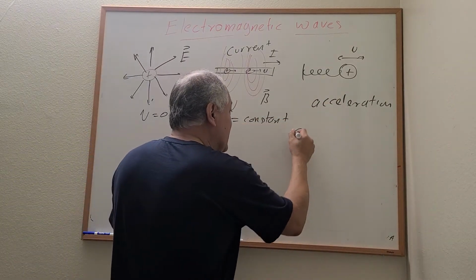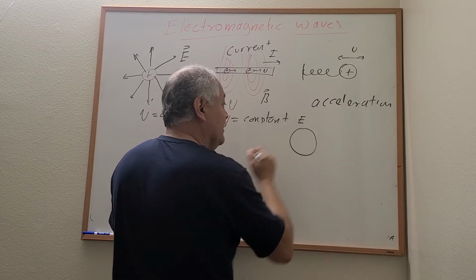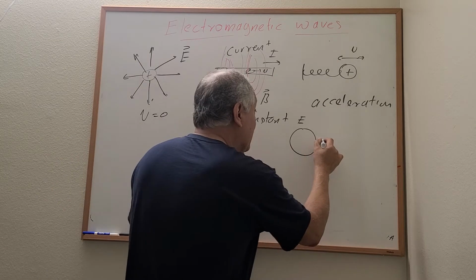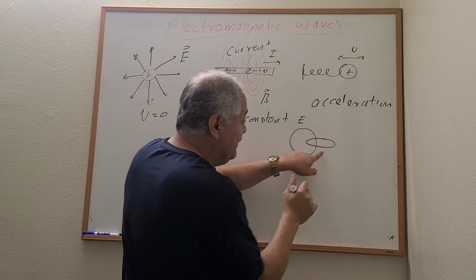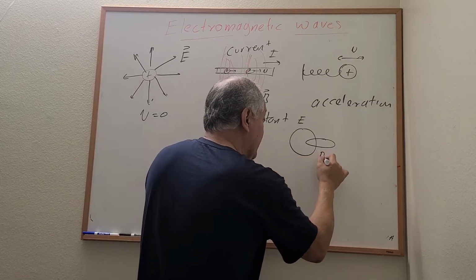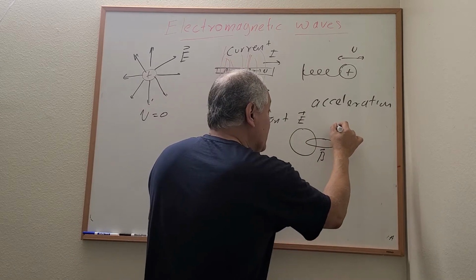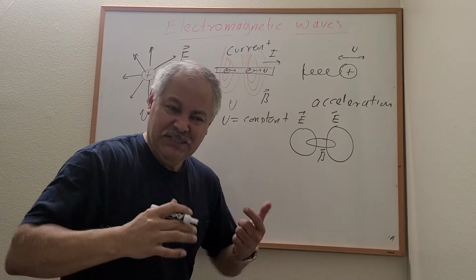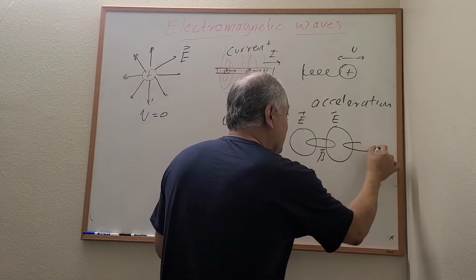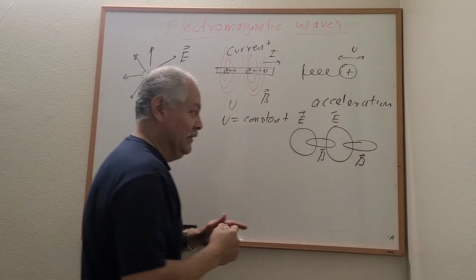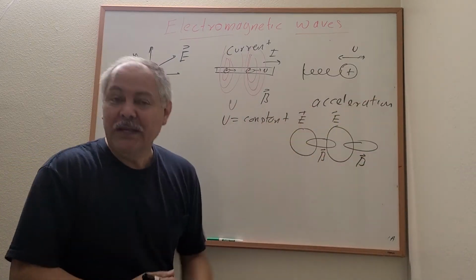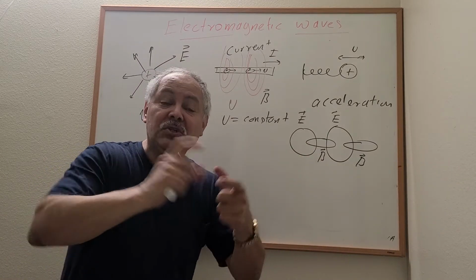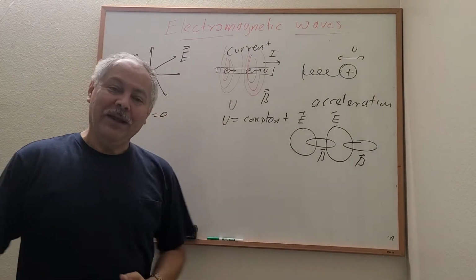We have, let's say, an electric field. This electric field produces a perpendicular magnetic field. And then if this magnetic field changes, it produces an electric field. The electric field keeps changing and produces a magnetic field, and so on. This is the way light is created. These two fields are perpendicular, self-sustained, and propagate.